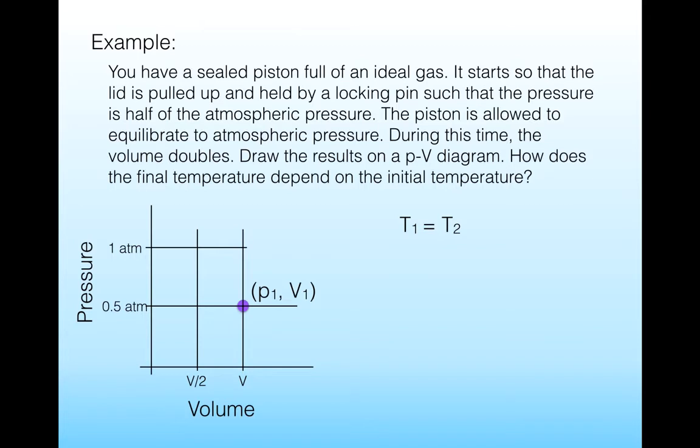If we draw this on a PV diagram, we can start with our volume being the larger volume, V, and our pressure being 1/2 atm. Then the second location, or the second state, P2V2, is actually equal to the volume of V over 2 and the pressure being 1 atmosphere. And again, for both of these cases, the temperature initial and the temperature final is the same.